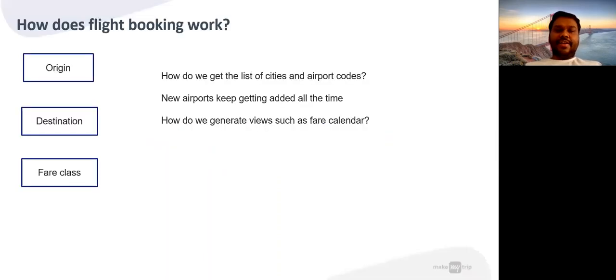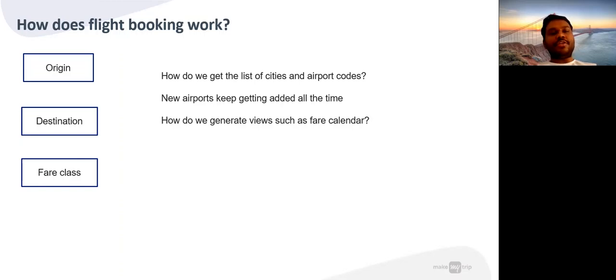So the first slide talks about, let's say you want to book a flight ticket. What do you do? You end up on the flights page. So we have MakeMyTrip.com/flights on the website, or on the app, you tap on the flights button, and you end up on what we call the flights landing page, the first page where you have the search widget.